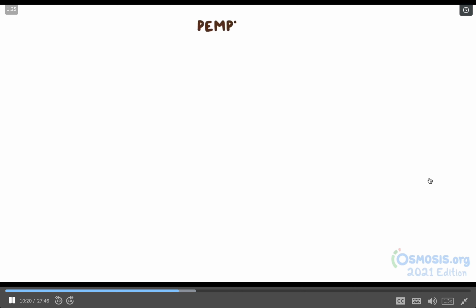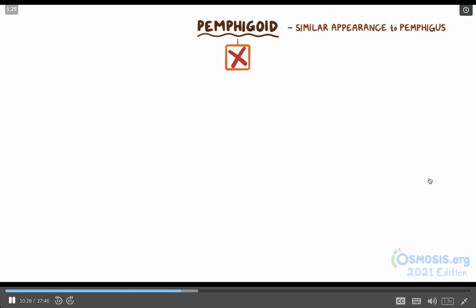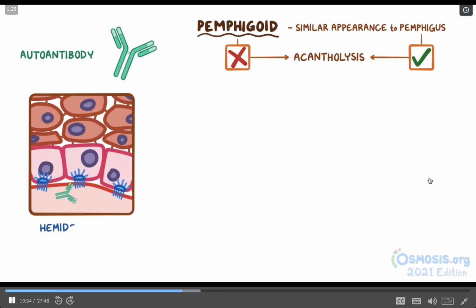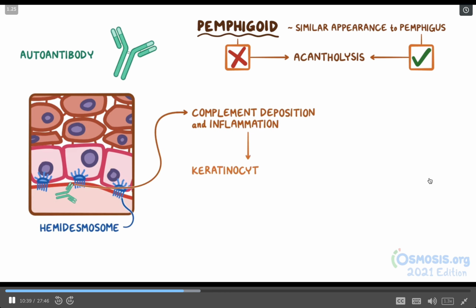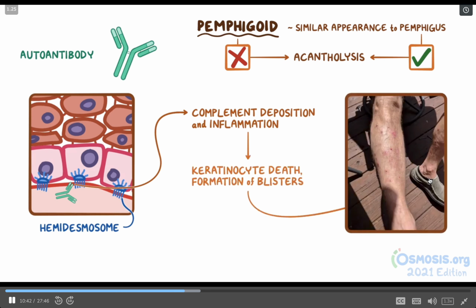Moving on. Pemphigoid is a subepidermal blistering disorder that is similar in general appearance to pemphigus, but a key difference is that pemphigoid does not feature acantholysis. The autoantibodies bind to hemidesmosomes and cause complement deposition and inflammation, leading to keratinocyte death and formation of blisters.